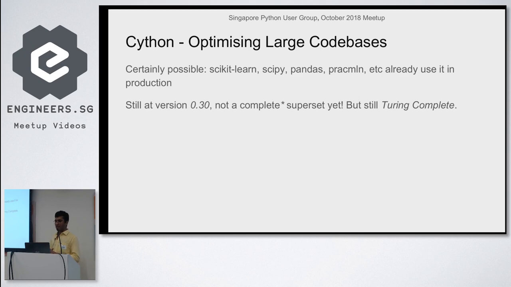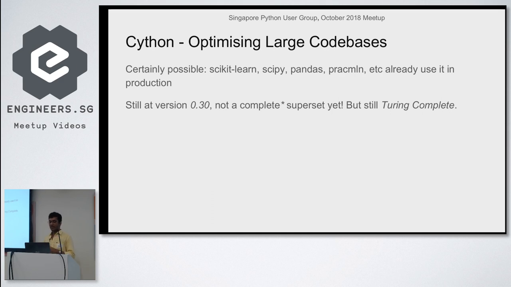Now, I would be cautious in that case. Just because Cython is supposed to be a superset of Python doesn't mean that your Python code is currently Cython compatible. I learned this the hard way when I was working on PracMLN at the Institute for Artificial Intelligence. One of the files that I had to optimize had nested classes, which is not that uncommon in Python programs. And it turns out that the Cython compiler, as of June this year, can't handle those. You have to rewrite the code so that it doesn't use nested classes.